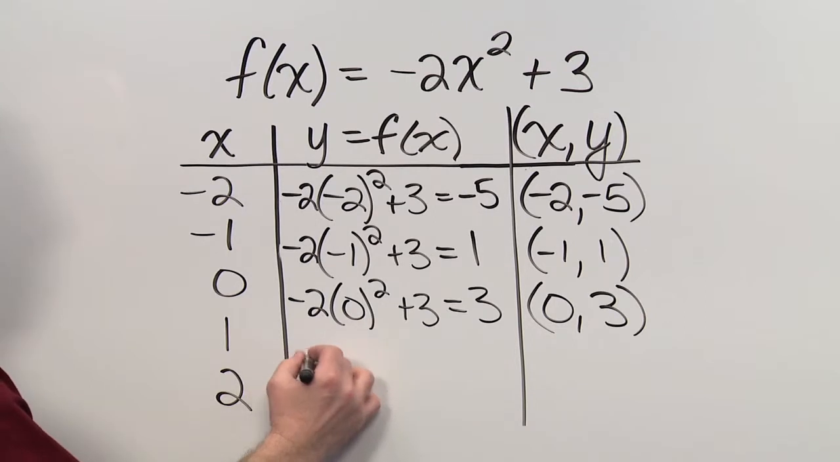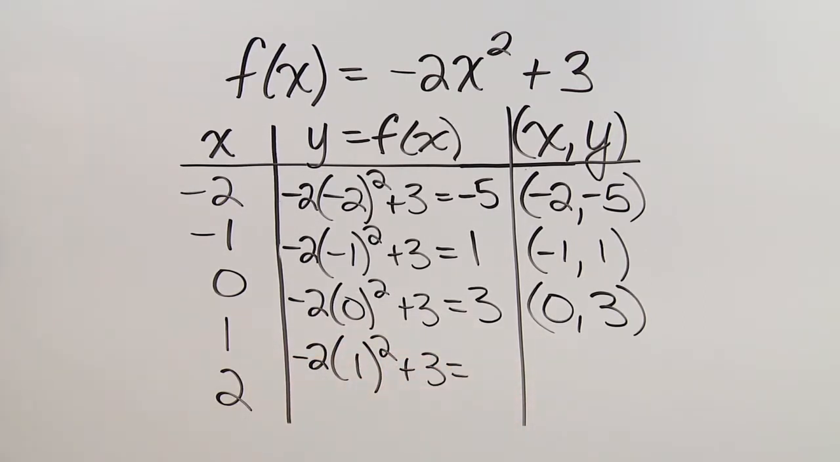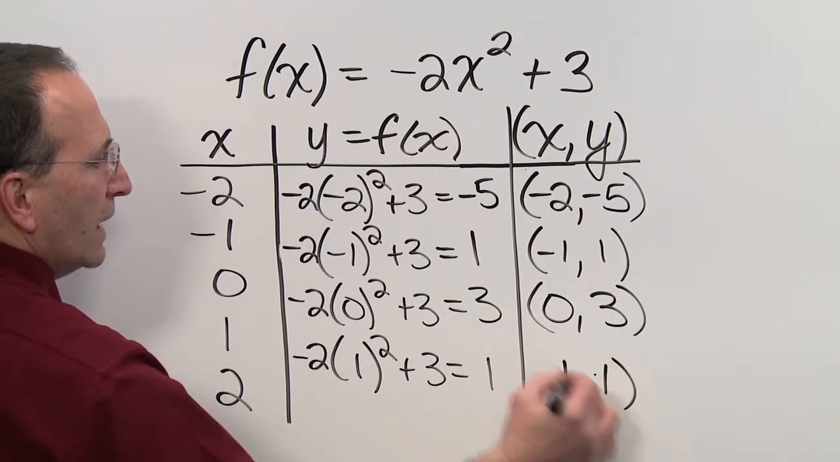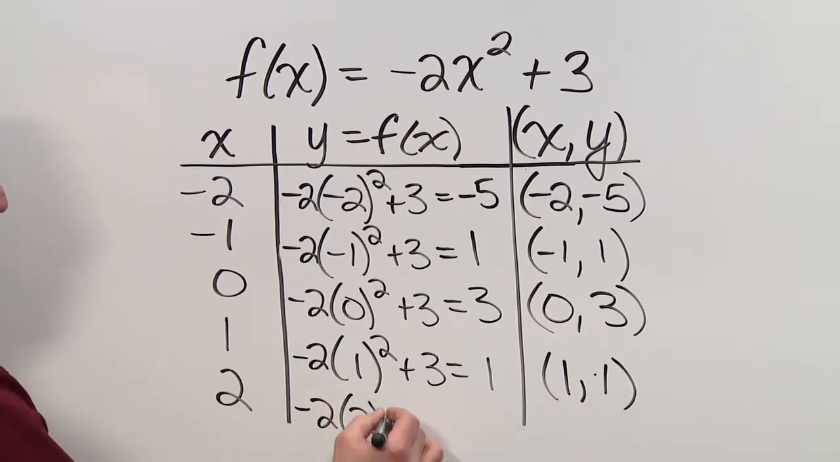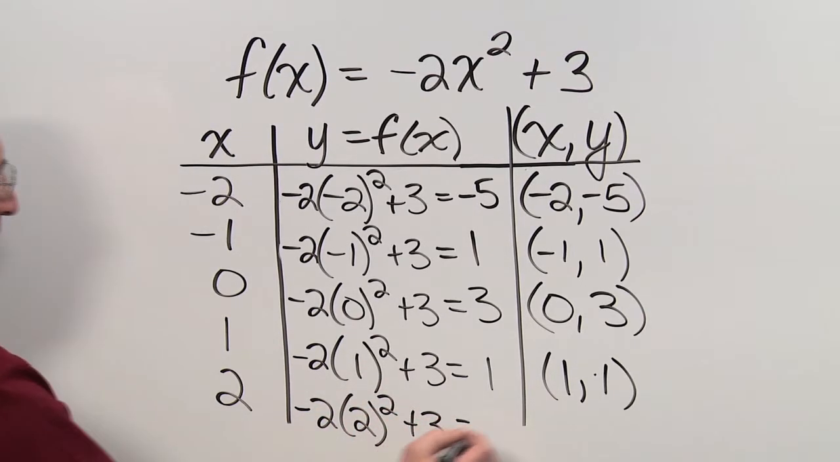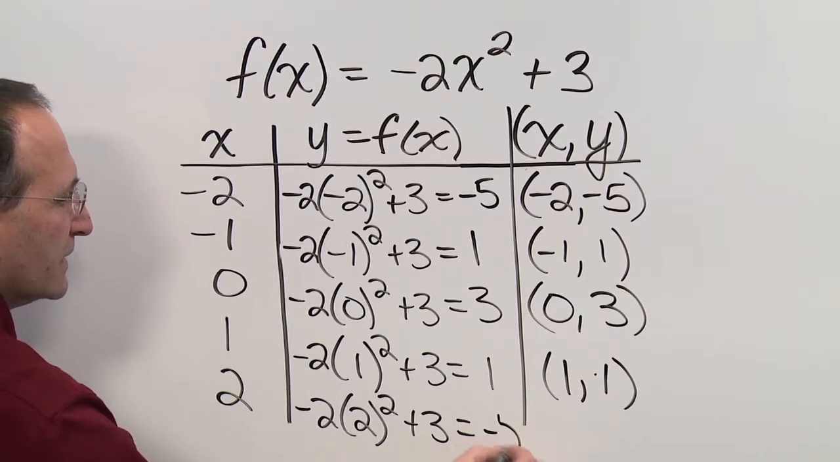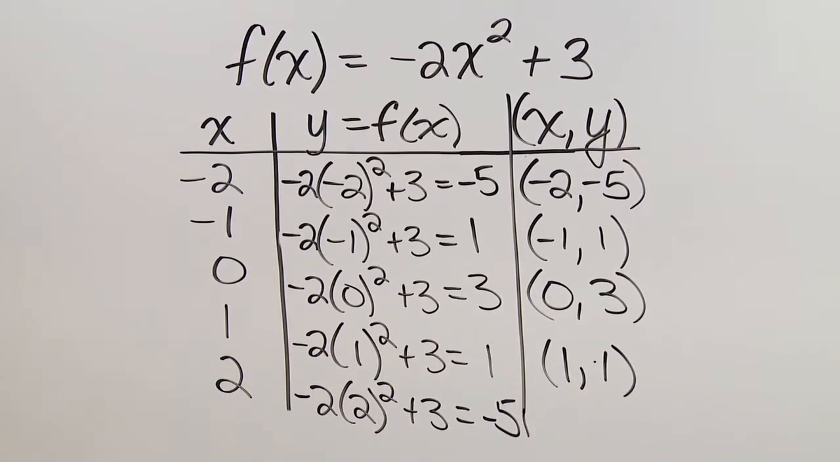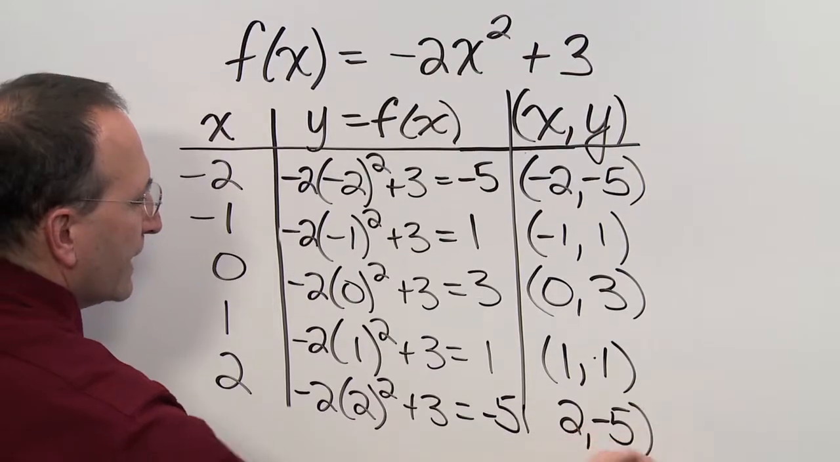Now we substitute in +1, but as you know, with graphs of quadratics, they are symmetric, and so we would expect, and we do, find that that value is 1. We have 1 comma 1. And finally, when we substitute in +2, we would expect that to give us the same result as substituting -2, which it does. It's -5. So the final point that we're going to graph is 2 comma -5.